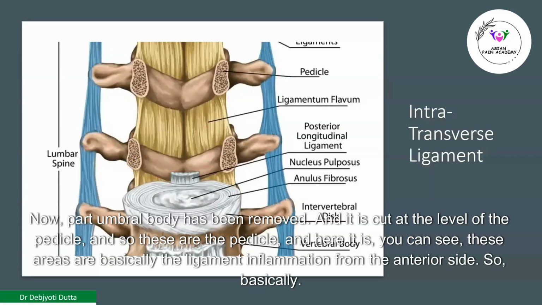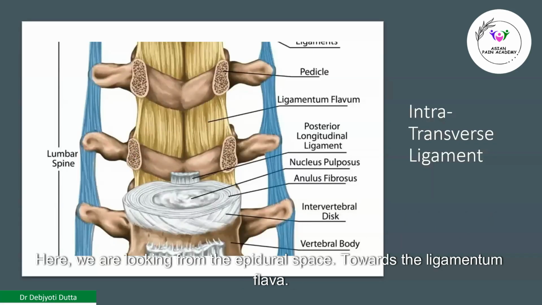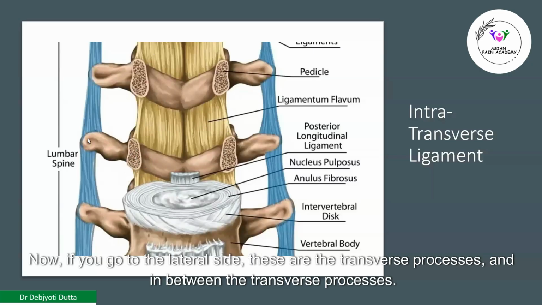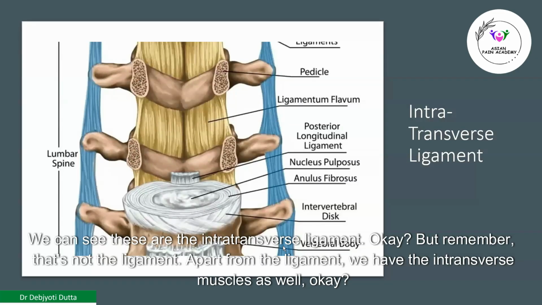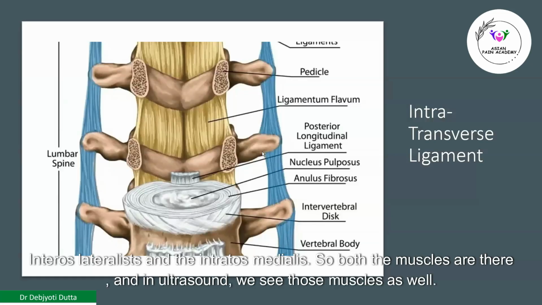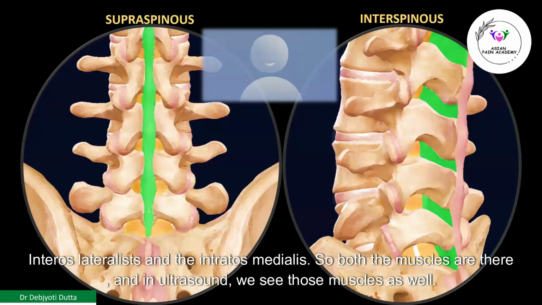So basically, here we are looking from the epidural space towards the ligamentum flavum. Now, if you go to the lateral side, these are the transverse processes, and in between the transverse processes we can see the intertransverse ligament. But remember, it's not only the ligament. Apart from the ligament, we have the intertransverse muscles as well: intertransverse lateralis and intertransverse medialis. Both the muscles are there, and in ultrasound, we see those muscles as well.